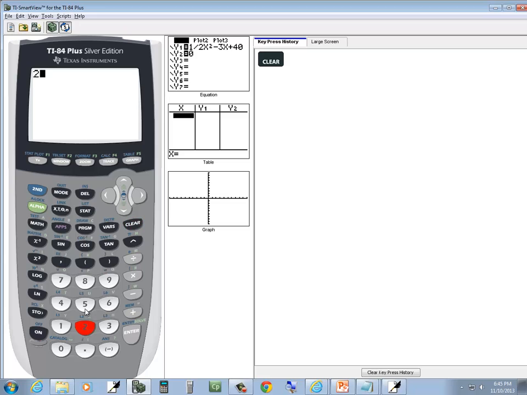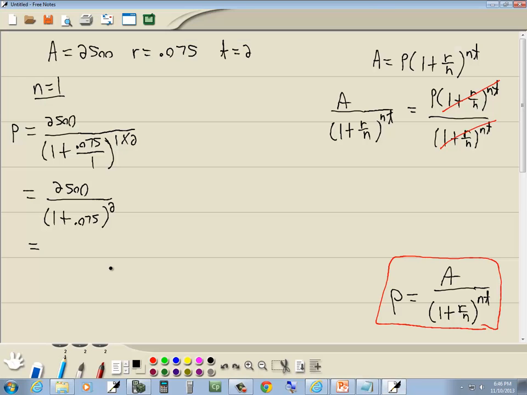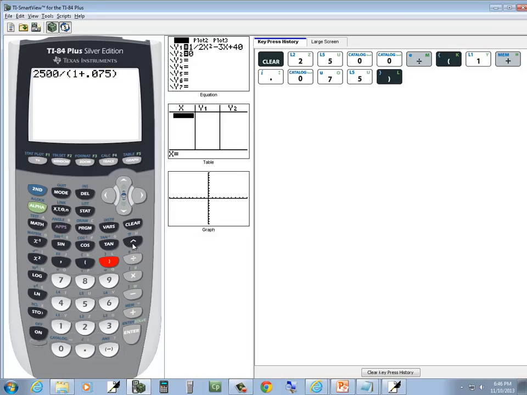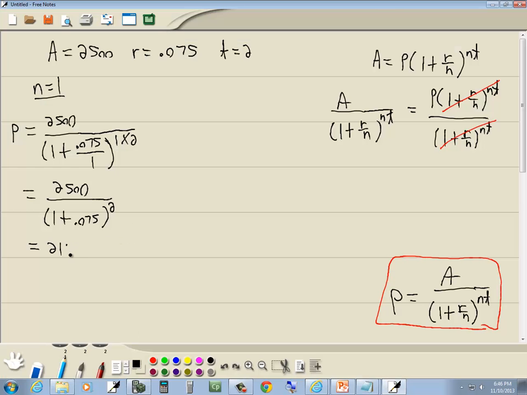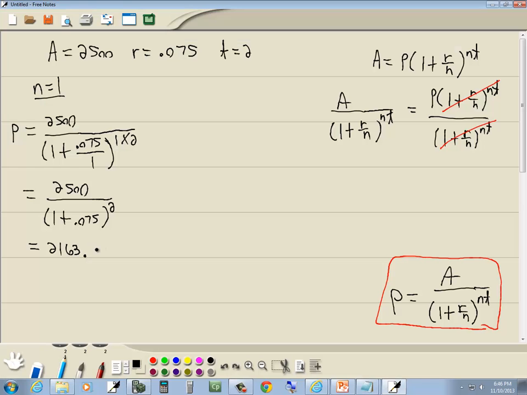Okay, so we got 2,500 divided by beginning parentheses 1 plus 0.075, closing parentheses to the second power. So do carry 2, enter. And we get $2,163.33.